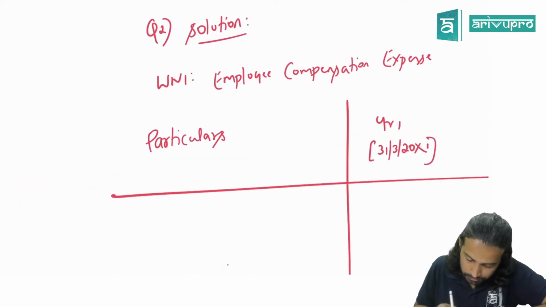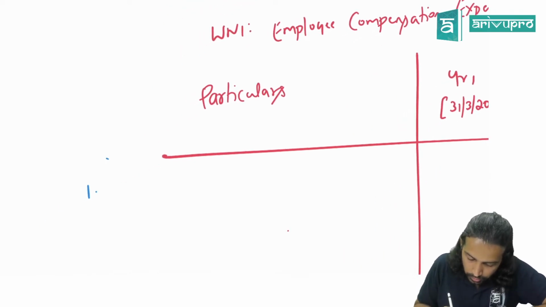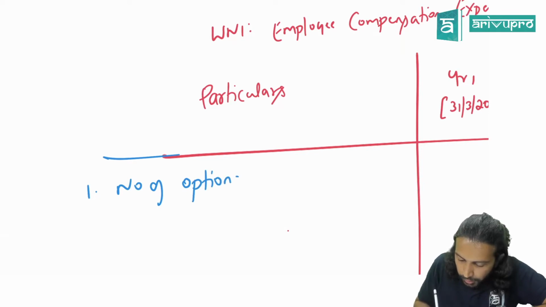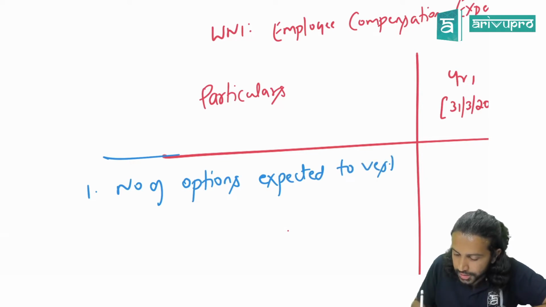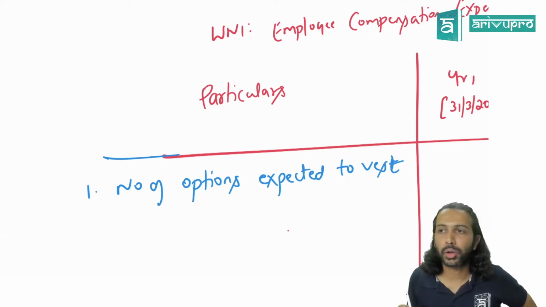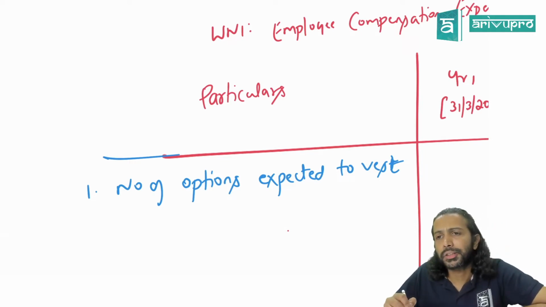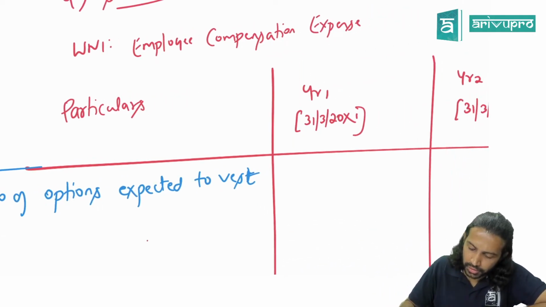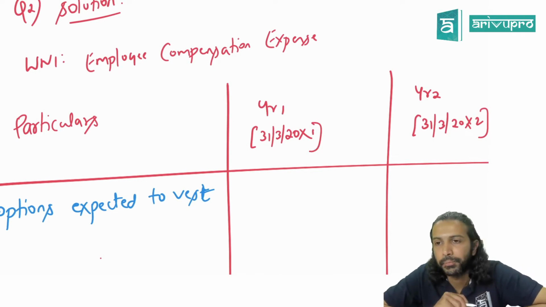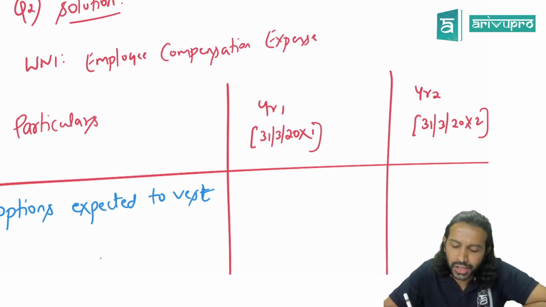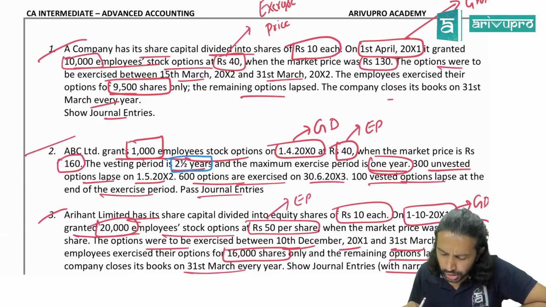Made those columns. Okay. First one, same format. Number of options expected to vest. How many options were given to the employee? 1,000. Now you are in the first year. First year is ending on which date? 31st March 20x1. Check if any employees left or any options got lapsed.